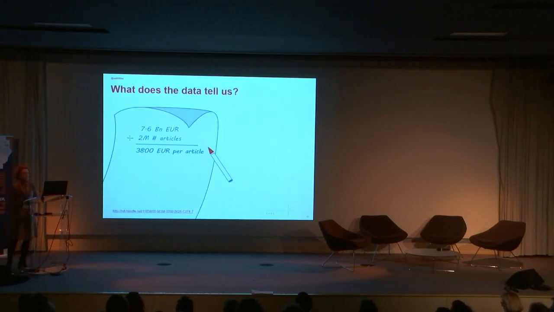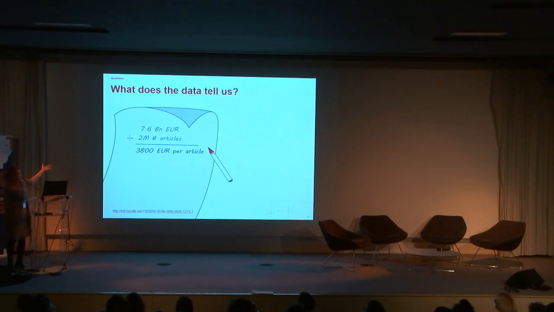So let's think a moment about what the numbers tell us. Right now, and we know this because we can look at the annual reports of the publishers, we can see how much money they're making. Our institutions pay 7.6 billion euro a year in subscriptions.